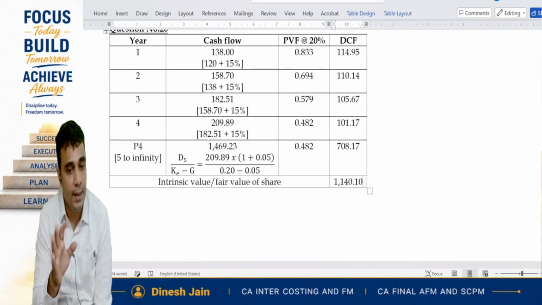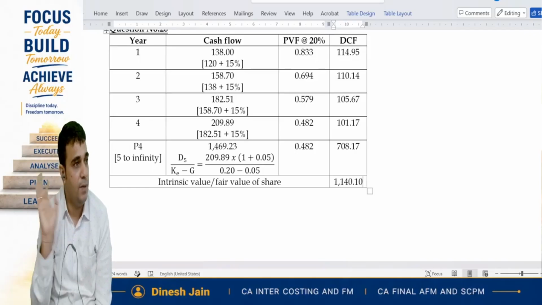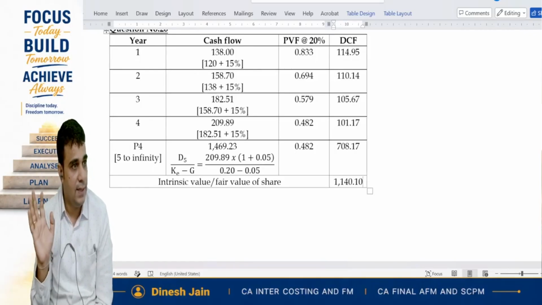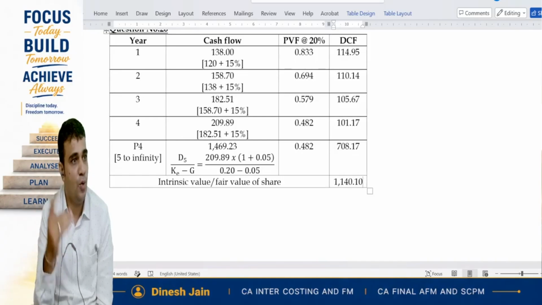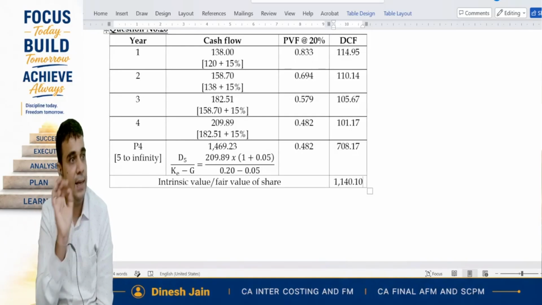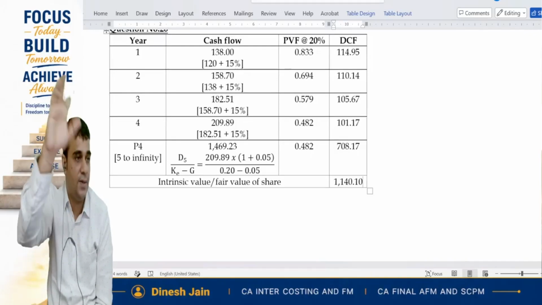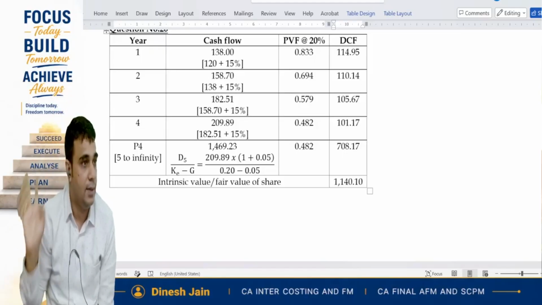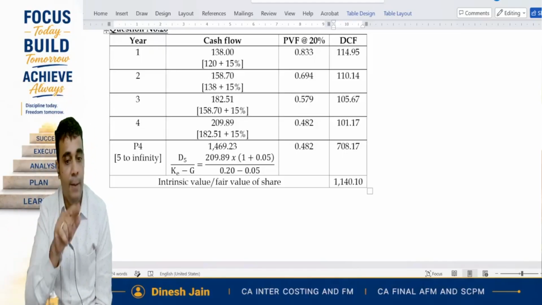I'll repeat again. Concept is very simple, right? Year, cash flow, PVF, DCF. Start writing from the beginning itself. No need to do any extra. I used to do 2-3 working notes separately, but directly write year, cash flow, PVF, DCF. First year dividend, second year dividend, third, fourth, fifth, sixth, seventh, eighth, ninth, 10th, till you find stability. What is stability?